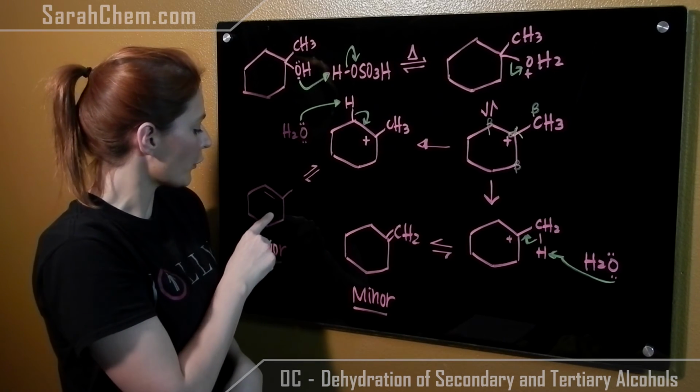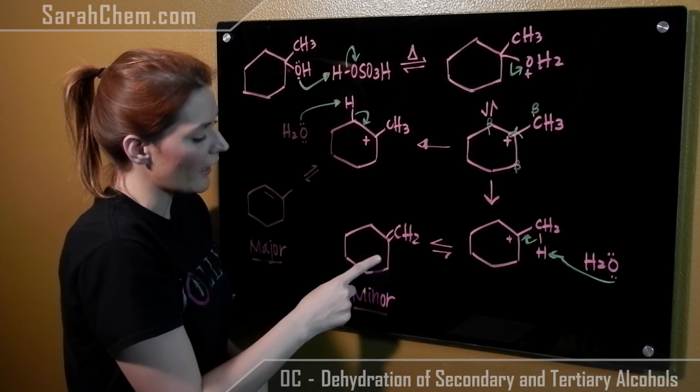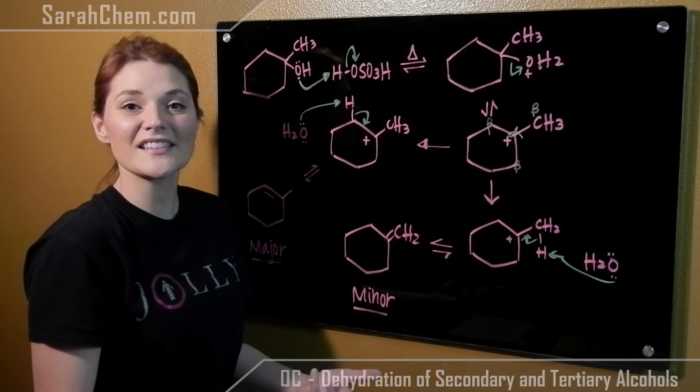Now I know that this is going to be my major product because it's a more stable alkene. It has 3 R groups coming off of it, whereas this alkene only has 2 R groups coming off of it. And that's how these mechanisms work.